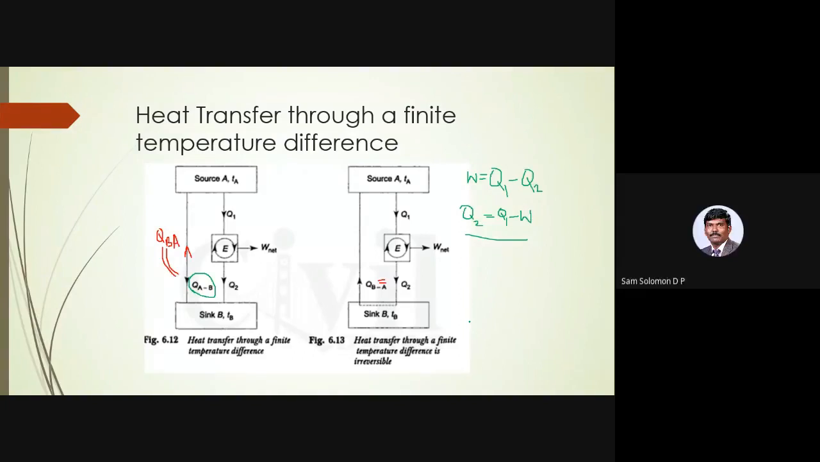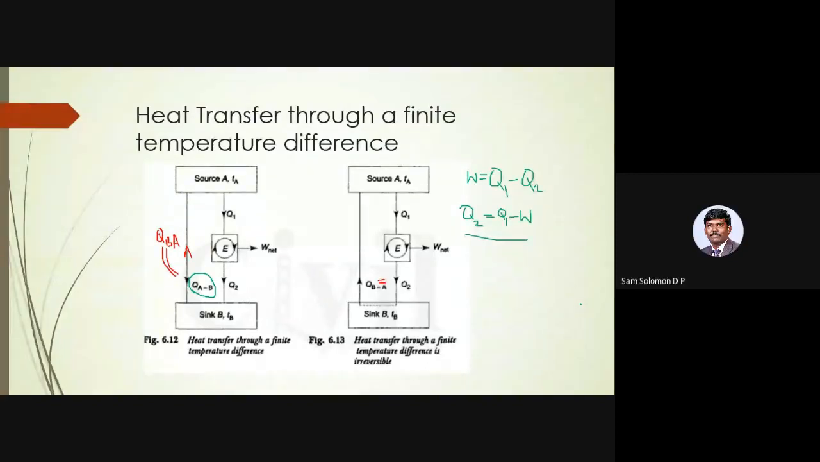If you look at the logic, QAB is the amount of heat that is being sent to the sink. And if QBA is the equivalent amount of heat that is supposed to be sent to the source, if Q2 is equal to QBA as being assumed, then actually W will be equal to 0. If W is equal to 0, then that is not at all a heat engine, right?